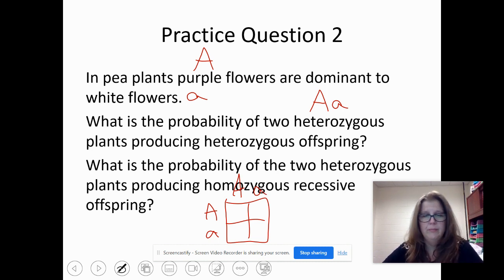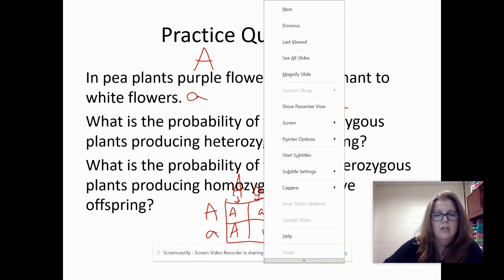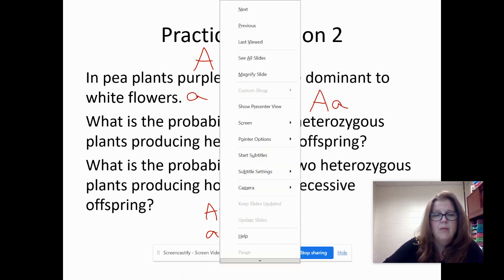Kind of running out of room. So fill in this column with that dominant from here. Fill in this column with the recessive from here. And then these need to come over.